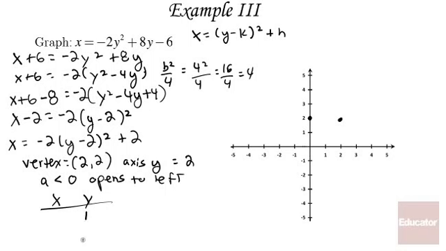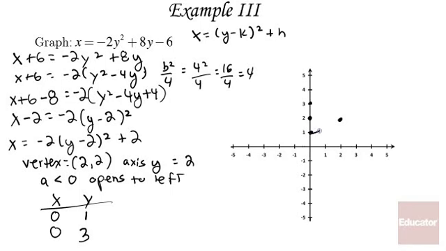I'm going to try 1 for y, and looking in standard form, 1 minus 2 gives me negative 1. Squared is 1, times negative 2 is negative 2, plus 2 is 0. And 3 minus 2 is 1. Squared is 1. 1 times negative 2 is negative 2, plus 2 is 0. So I have a couple points here. When x is 0, y is 1. When x is 0, y is 3.